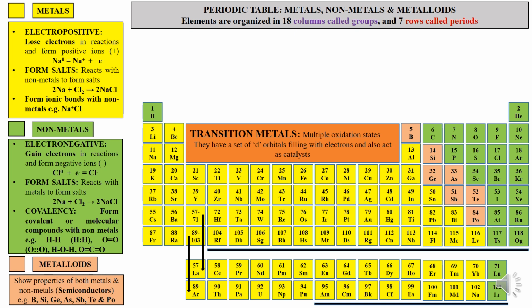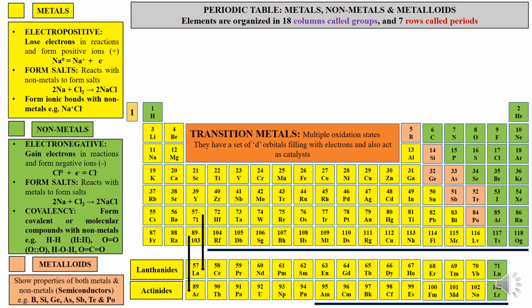Elements in the top row are called lanthanides, while the elements in the bottom row are called actinides. Both lanthanides and actinides are radioactive in nature. Now elements in the periodic table are organized in 18 columns called groups and 7 rows called periods.